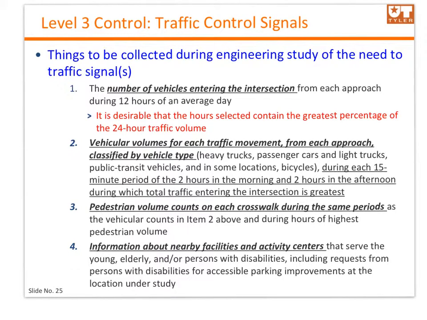You also have to collect information about pedestrians, so we need to know pedestrian volume counts on each crosswalk during the same periods as the vehicular counts in item 2 above and during hours of highest pedestrian volume. Another bullet that we need to include in our engineering study is information about nearby facilities and activity centers that may serve young, elderly, and persons with disabilities, including requests from persons with disabilities for accessible parking improvements at the location under study. So we need to have this in mind as well.